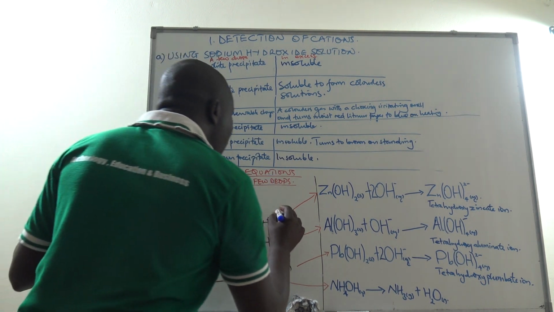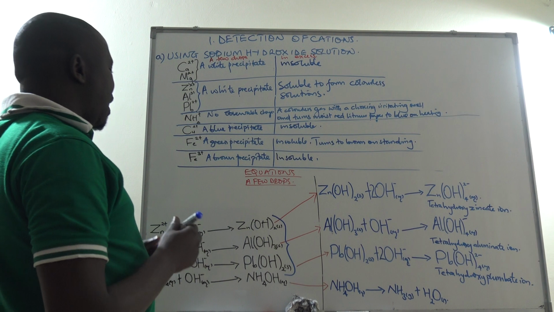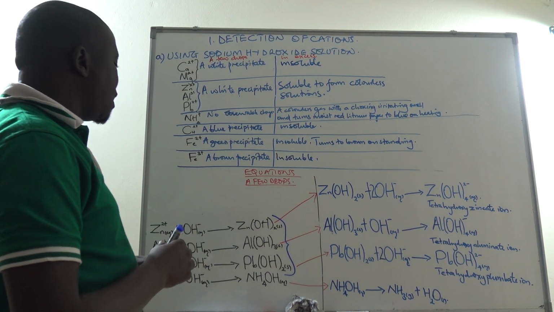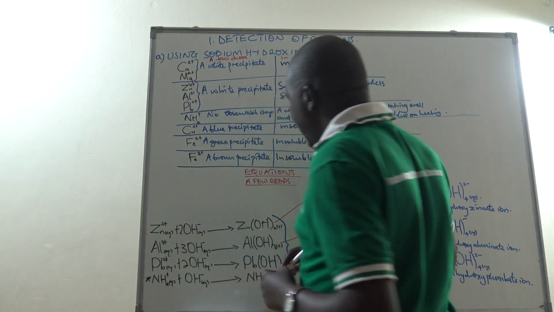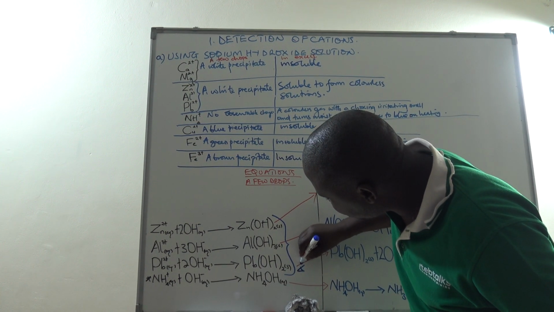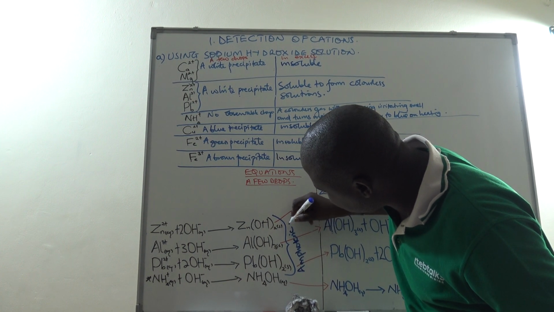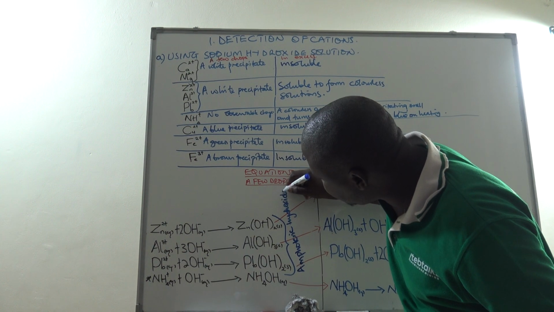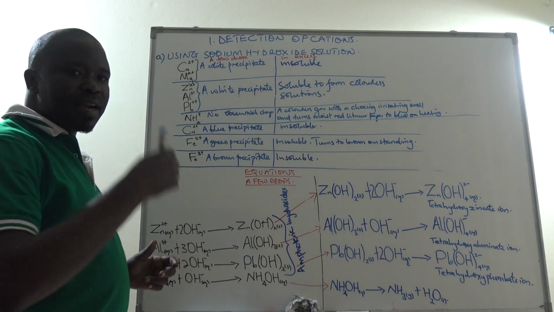Now all these hydroxides here, let me put them together. Zinc hydroxide, aluminum hydroxide, lead 2 hydroxide, which are all formed as, in this case, white precipitates. They are having one important property, that they are amphoteric. They are amphoteric hydroxides. They are amphoteric in the sense that they react with both acids and alkalis.